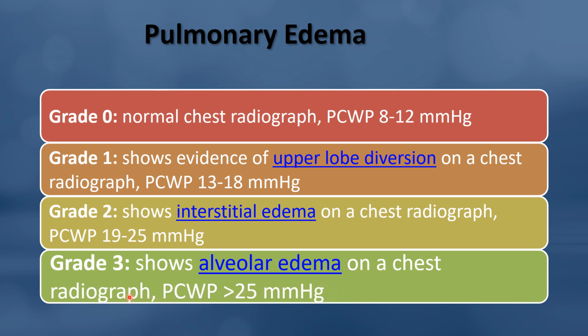As we discussed in the previous slide, about interstitial edema and stage 1, stage 2 and stage 3 of pulmonary edema, these are graded on chest X-ray according to the pulmonary capillary wedge pressure. We will see in the next slide how these grades can be seen on the chest X-ray.